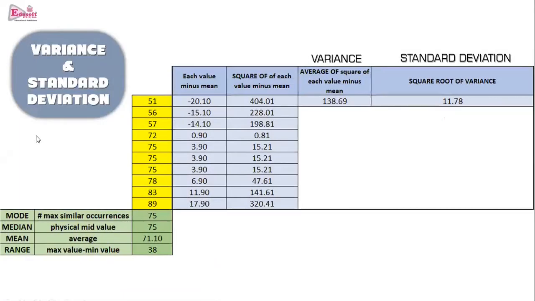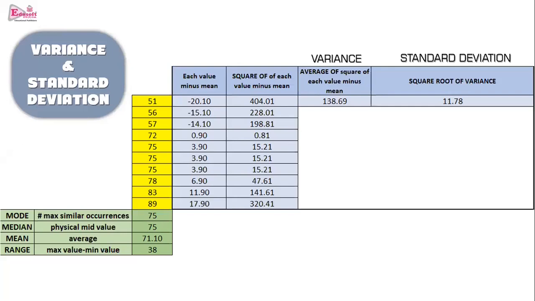Now we come down to something called variance and standard deviation. These two terms are very useful in data analysis. Again, we have this data set where the yellow cells, if you see, are the same numbers.